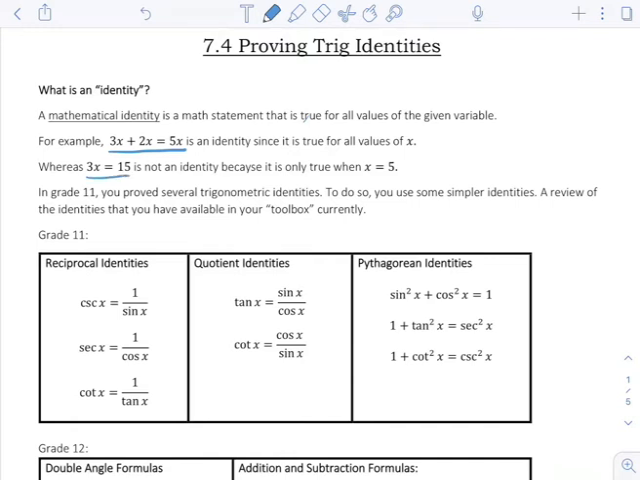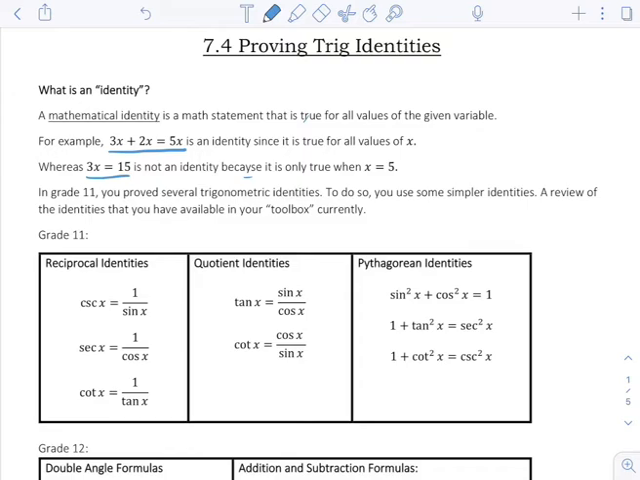3x is equal to 15 is not an identity because, it is only true when x is equal to 5. So that's not true when x is equal to 6, 7, 8, 9. So it's not an identity because it's not true for all variables.